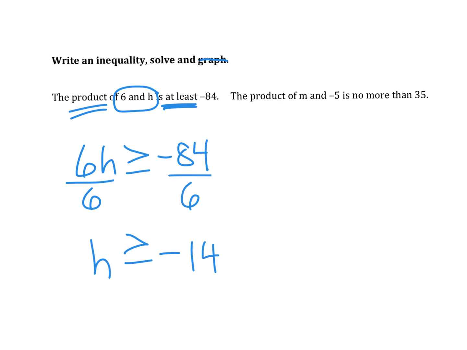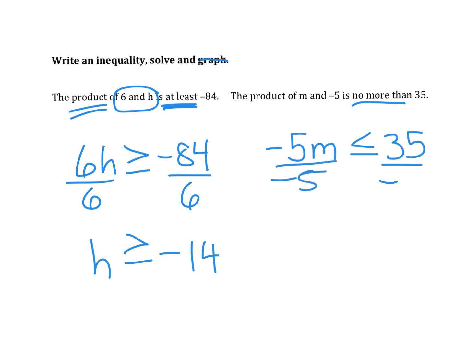The product of m and -5. So we have -5 times m is not more than. So if something is not more than, like if I said, this bicycle is not more than $35, it could be less than or equal to 35. So then we'll divide both sides by -5. And this time I will flip the sign because I divided both sides by a negative.